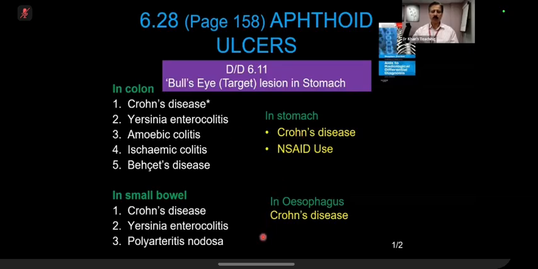So I want you to remember like this. It is by definition a deep ulcer. It is an intramural deep ulcer, and Crohn's disease is the most common cause. Most common cause. So Crohn's disease can happen anywhere from the oral cavity till the anal canal. So in colon, in small bowel, in stomach, in esophagus. Other than that, other causes like non-steroidal anti-inflammatory drugs can also cause it within the stomach.